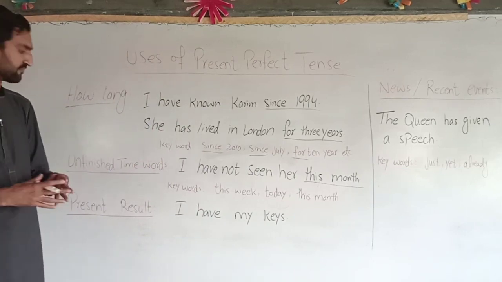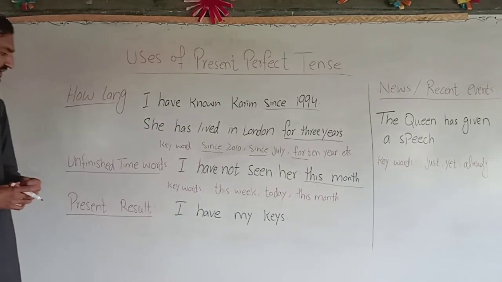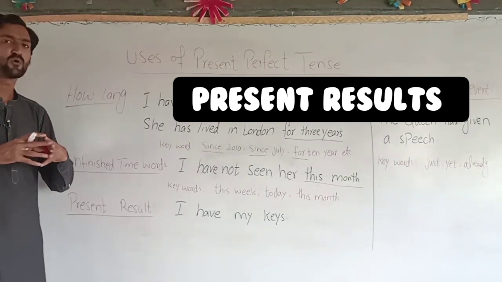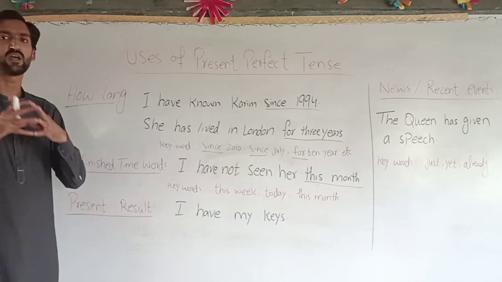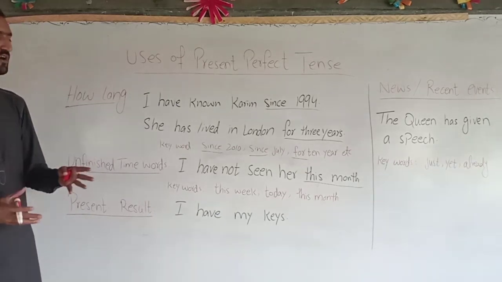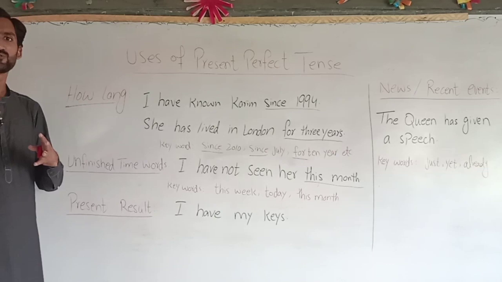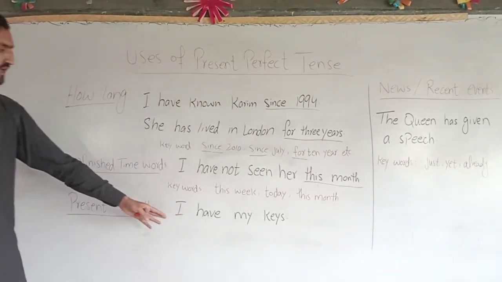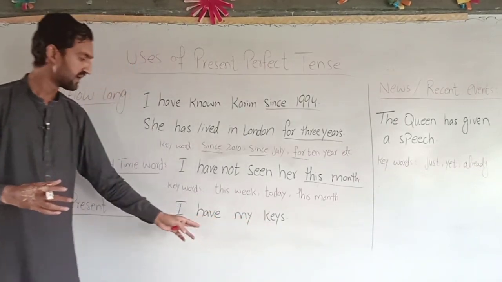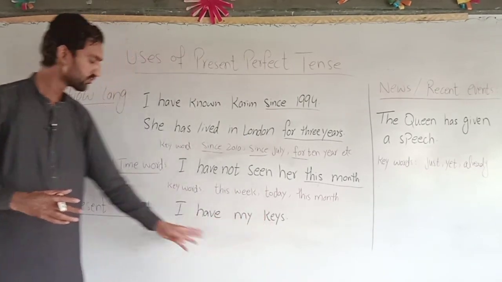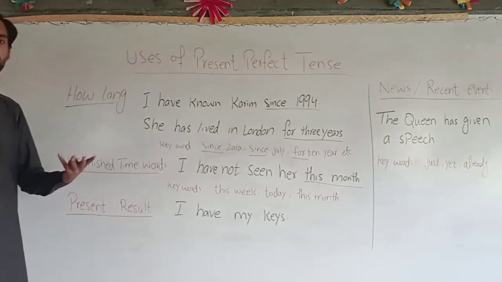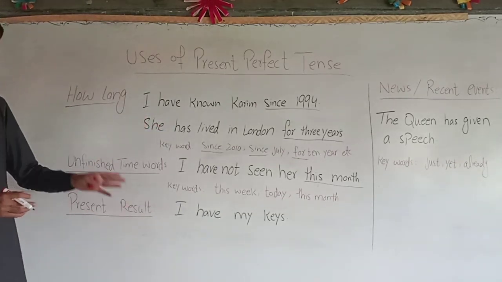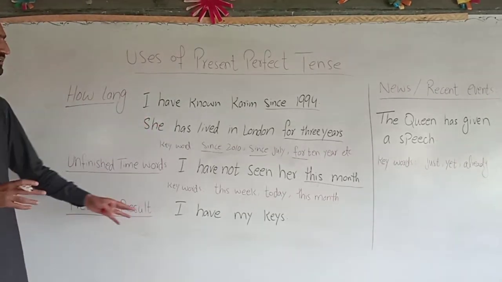This year as well. Let's have another use of present perfect tense, that is present result. Whenever you are concerned about a present action and present result, which should be part of your writing, part of your speaking, you use present perfect tense. Let's see an example. I have my keys. So this shows a present result, that I have my pen. So this shows that this is something that happens as part of a present result.